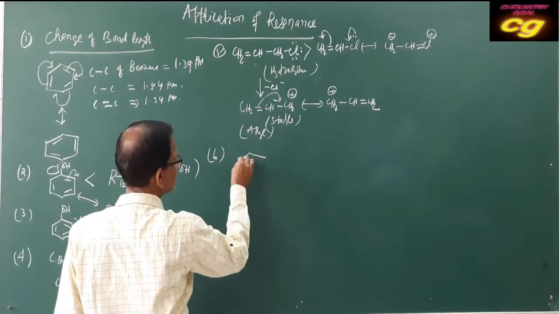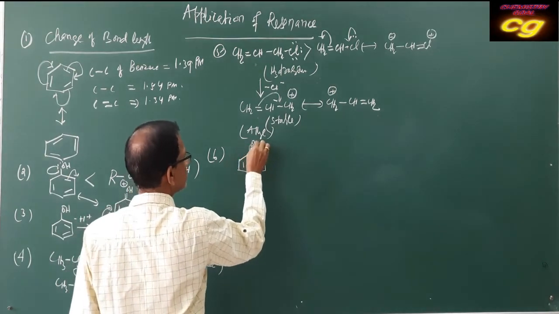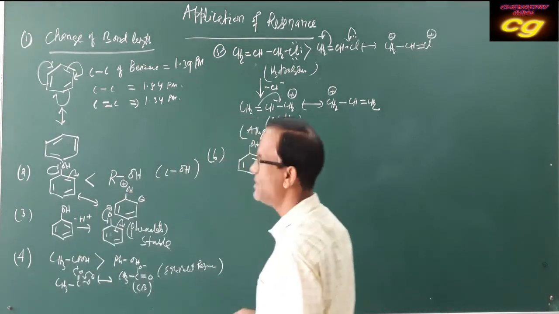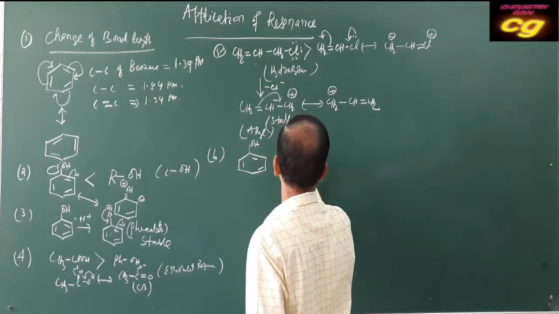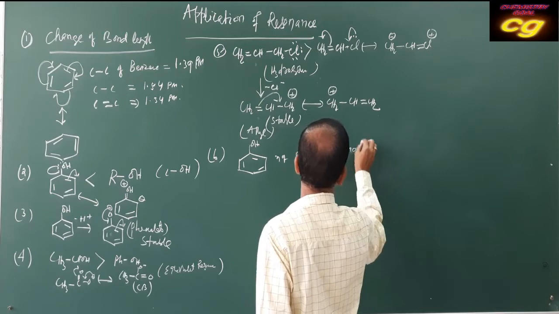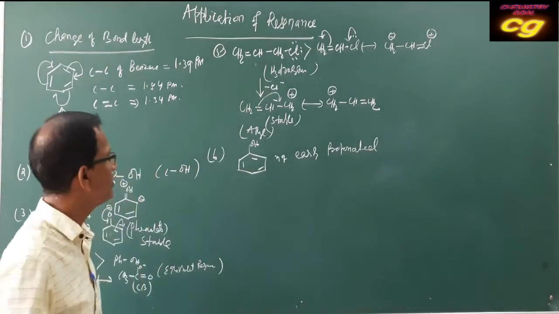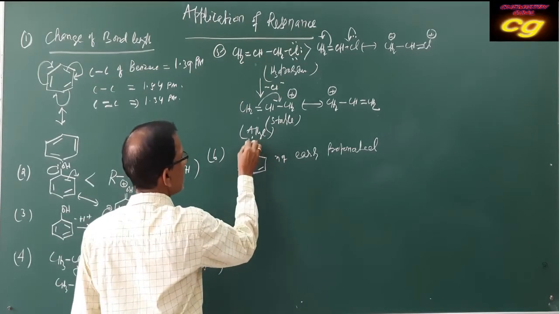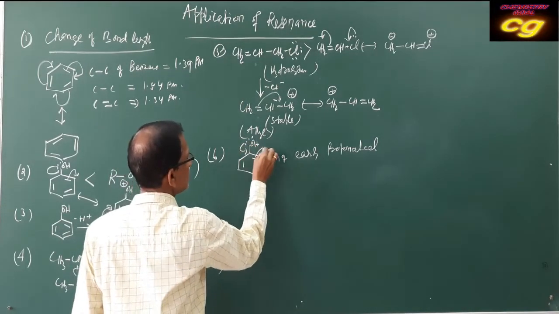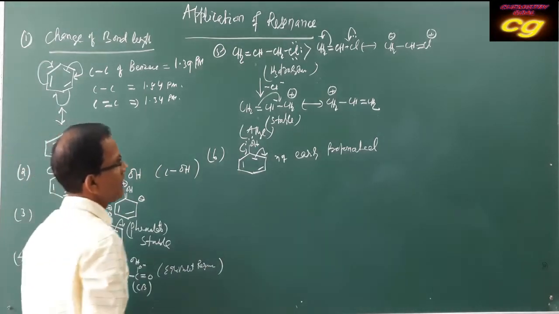Phenol is not easily protonated. Why is it not easily protonated? Because phenol has resonance. As it has resonance, the electron density on oxygen decreases.